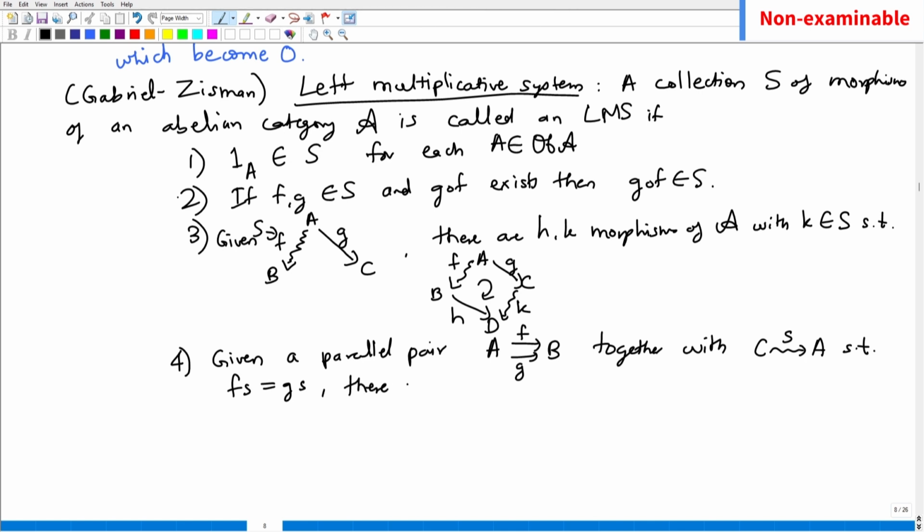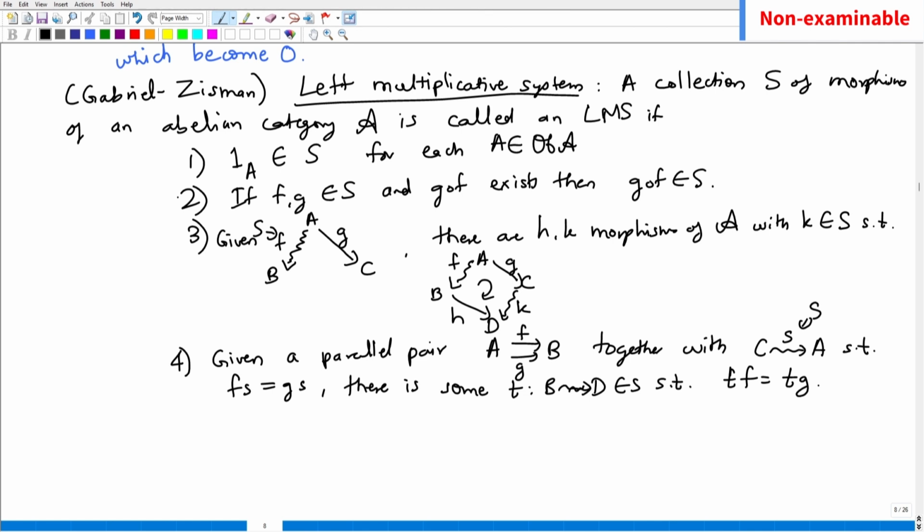there exists some T from B to D, such that TF is equal to TG. So if this parallel pair can be weakly equalized on the left by a morphism in this multiplicative system, then something similar happens on the right as well. Everything is about duality. If the left thing happens, then the right happens. If you are given a roof, then you have this sink kind of shape.